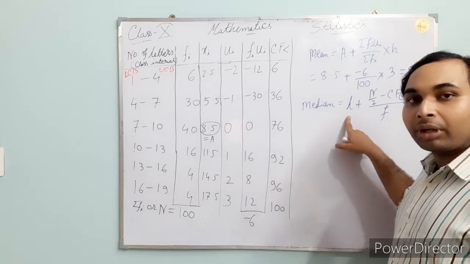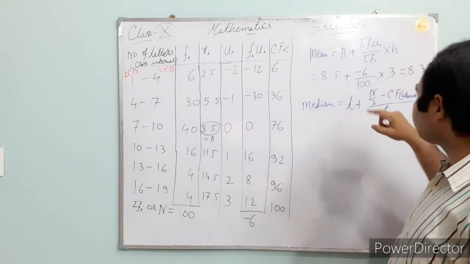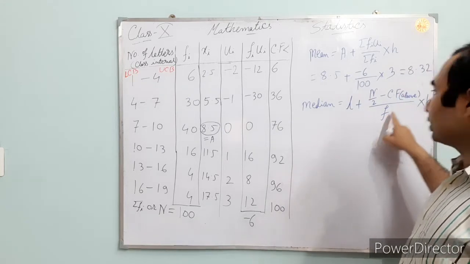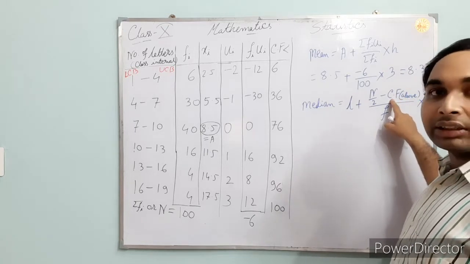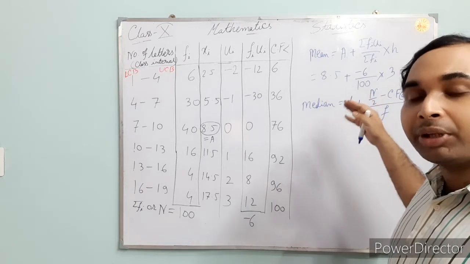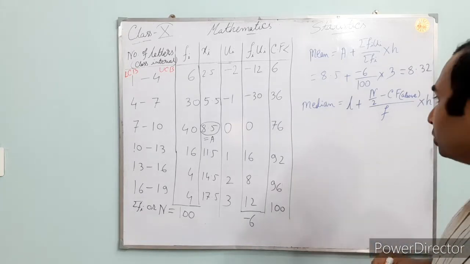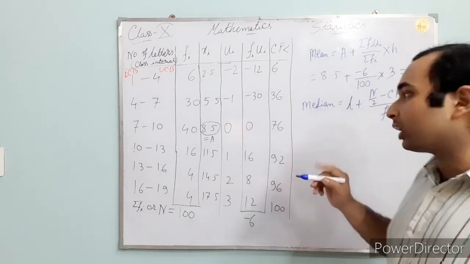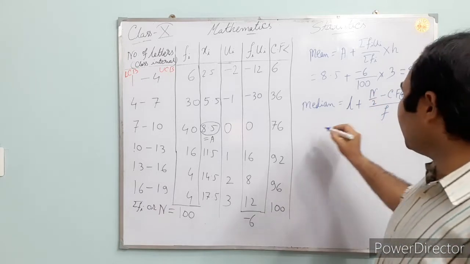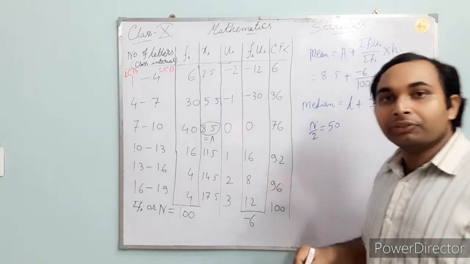L is the lower class boundary of the median class. N is the total frequency. F is the frequency of the median class. Cf above is the cumulative frequency of the above class, that is, the class above the median class; we have to take the upper one. And H you know, that is the class width. So first of all we have to find the median class. Which one is the median class? For that, N will help you. N by 2 is 100 by 2, it is coming 50.